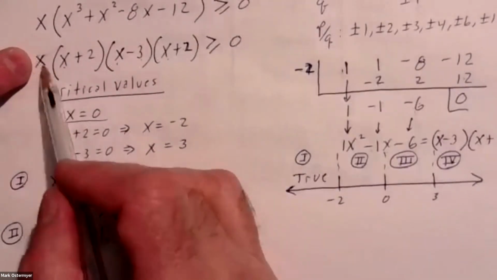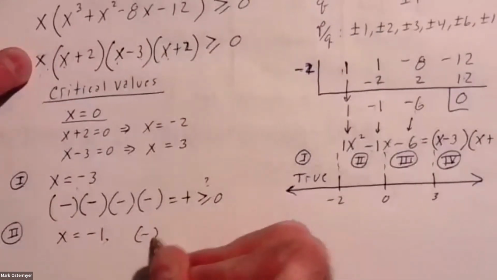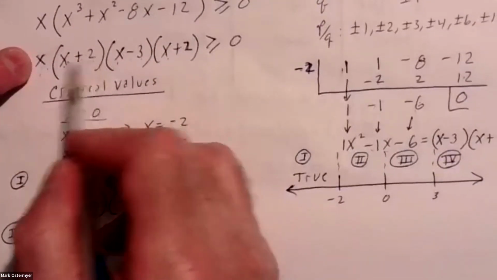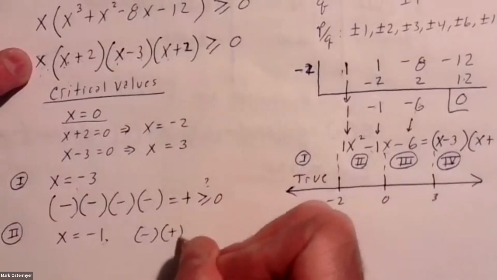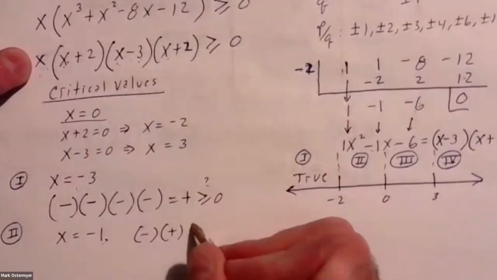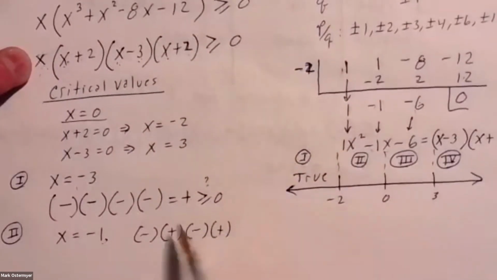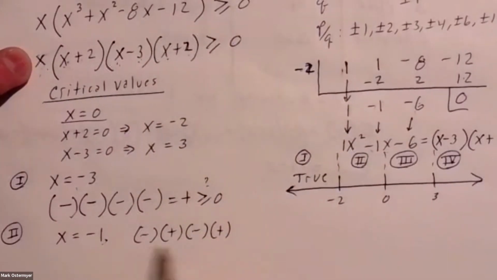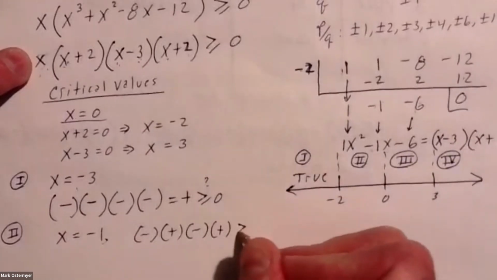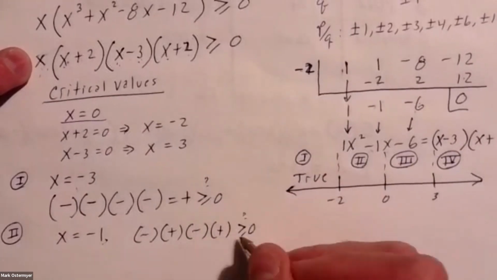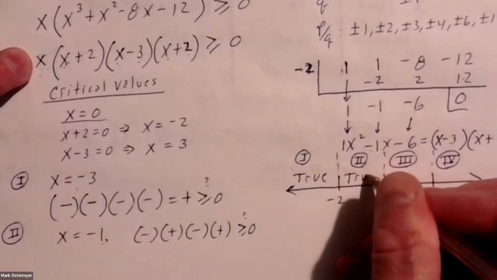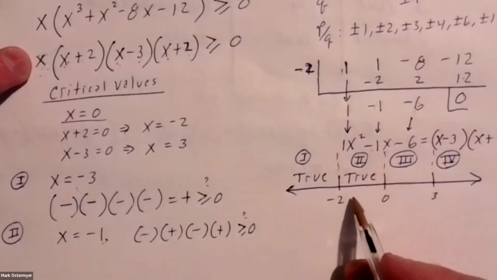So I'll speed it up. If I put a negative 1 in here, I have a negative. Negative 1 plus 2 gives me a positive factor. Negative 1 minus 3 gives me a negative factor. Negative 1 plus 2 gives me a positive factor. When I multiply all these together, I'm left with a positive. And is a positive greater than or equal to 0? The answer is true. Solutions will be coming from this interval.